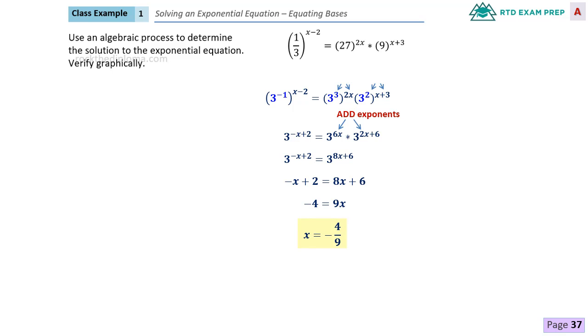Once we've determined that negative x plus 2, the exponent from the left, and 8x plus 6, the exponent from the right, must be equivalent, the algebraic steps here are not very complicated. Add x to either side, subtract 6 from either side, then divide by 9. But I again want to point out that had we dropped the bases at an earlier step, it would have been incorrect to write that negative x plus 2 was equal to 6x times 2x plus 6. So be careful about that step.